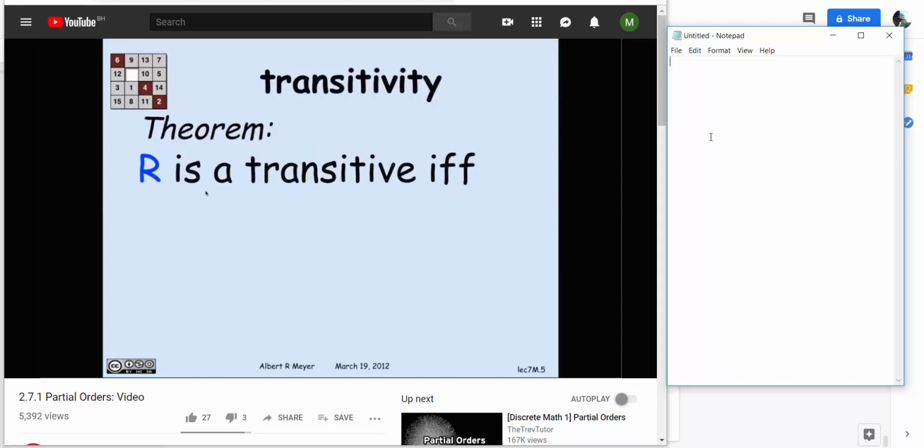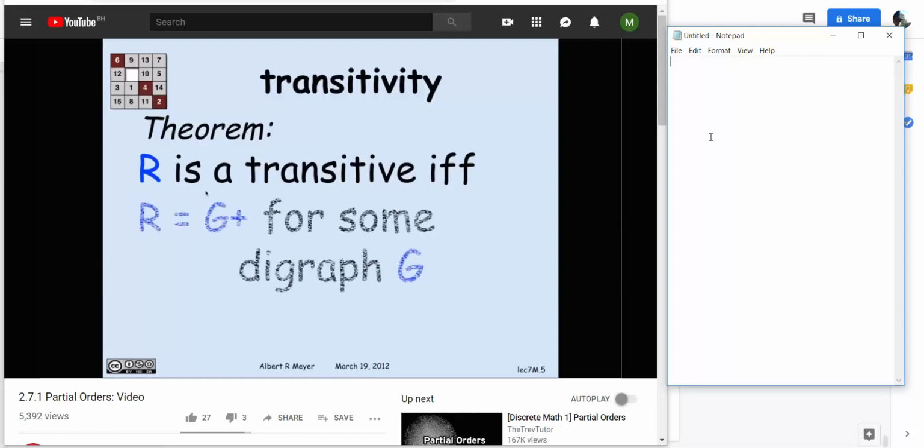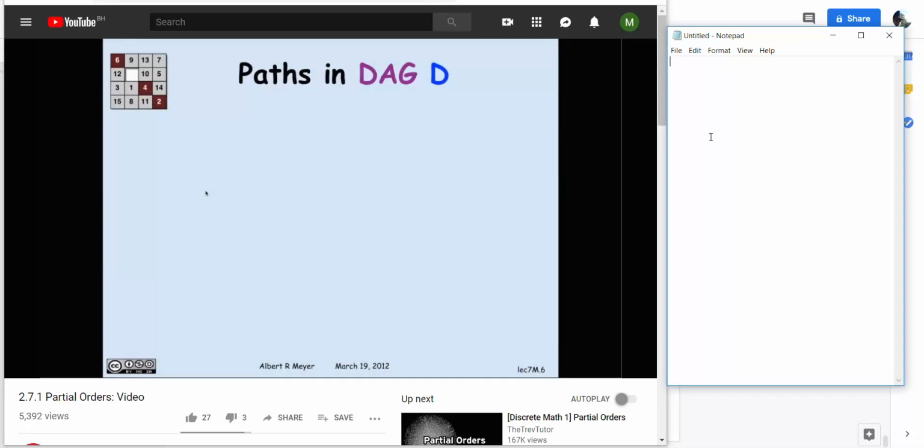So the basic theorem that we have to begin with is what transitivity is capturing as a property of a relation: a relation R is transitive if and only if R is equal to the positive walk relation for some digraph G. The proof of this is basically trivial, because you can let the relation R be the digraph that it's the positive path relation of.